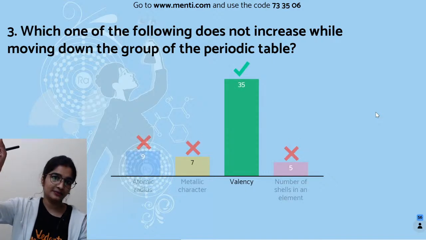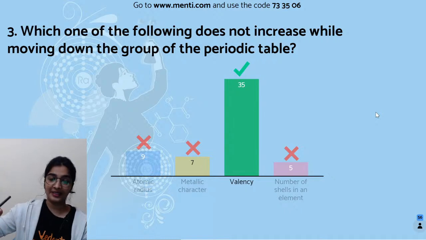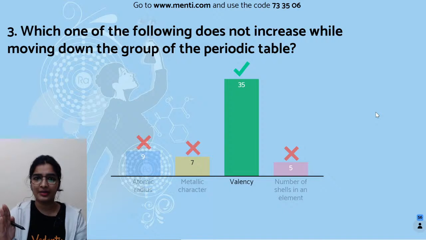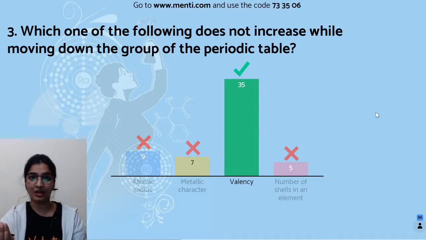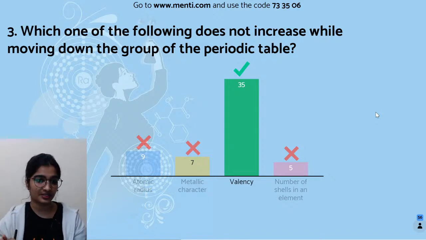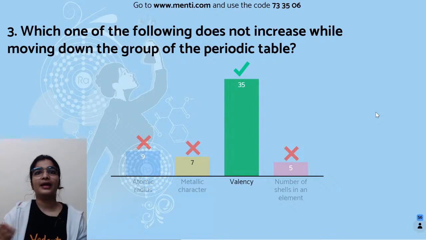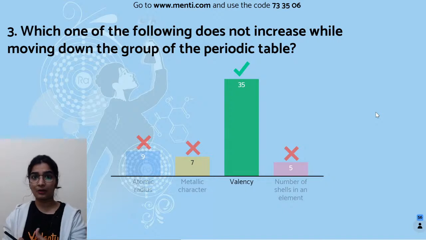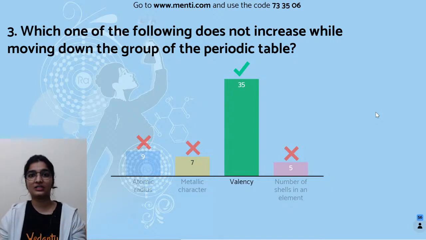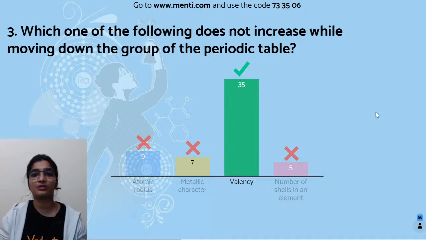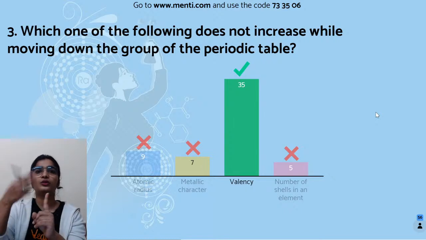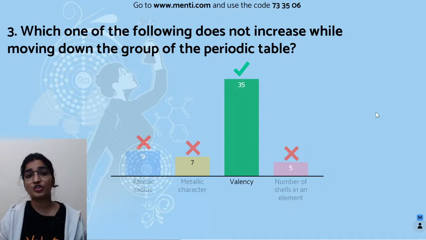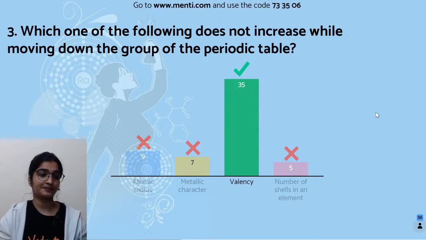See, group 1. How many valence electrons do the elements have? Can you tell me? Group 1 elements, how many electrons are present in the outermost orbit? 1. And how will we determine valency? If the number of electrons present in the outermost shell is 1 to 4, its valency is equal to the number of valence electrons. So there is one electron, so its valency is 1. So while you go down the group, the valency does not change, it remains constant, right?